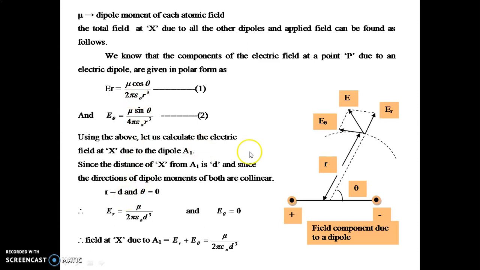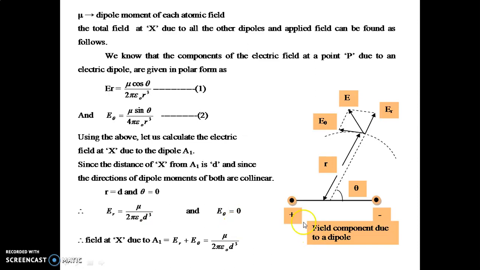In the above equation you have to substitute r equal to d, and since they are on the same line, theta is also equal to 0. So the value of Er is how much? mu into cos 0. Cos 0 is equal to 1, therefore just mu / (2 pi epsilon d cube), with d cube instead of r cube. That's it.